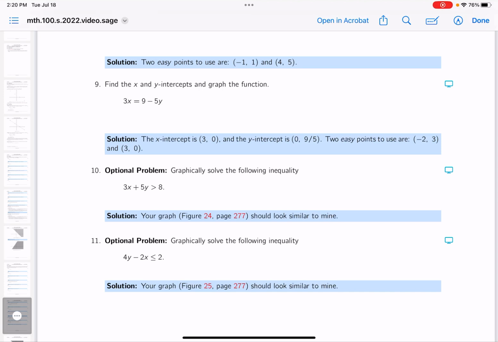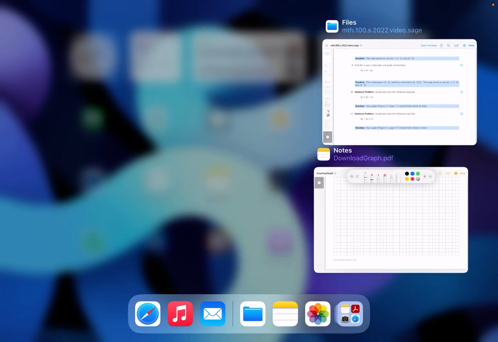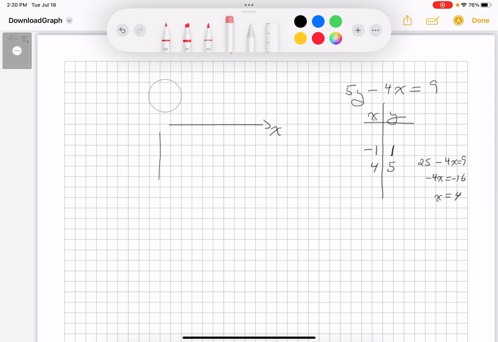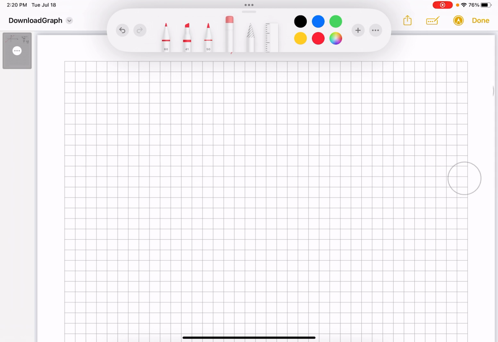All right, number 9. Number 9 says, find the x and y intercepts and graph it. And let's go through it. All right, let's go through it. And I'm going to go back to my graph paper. I'm just reusing the paper, so I'm just going to erase. And let's go for it.